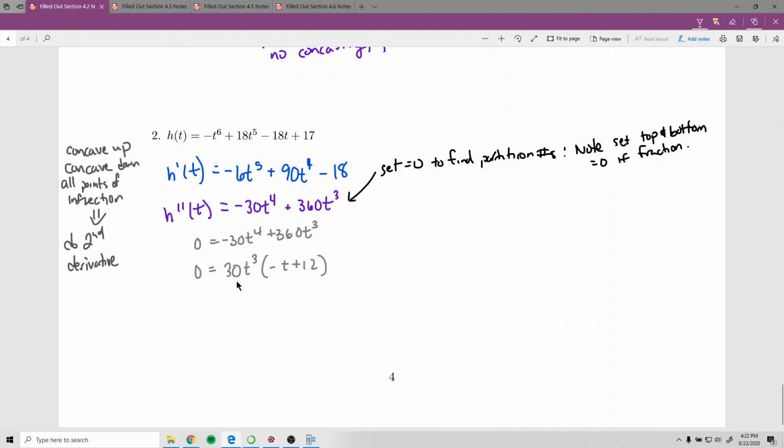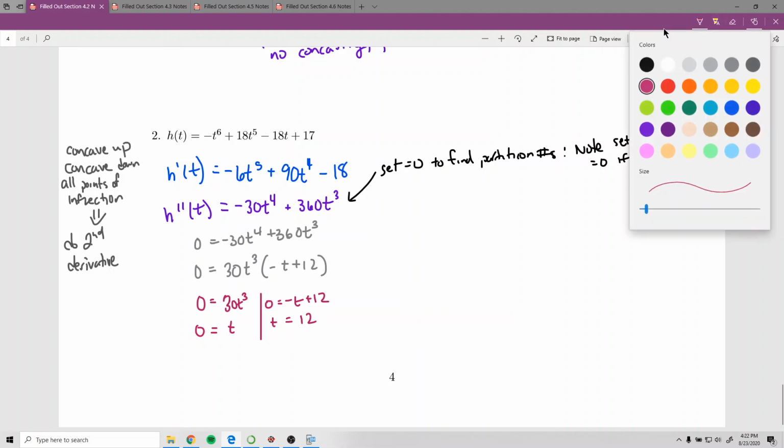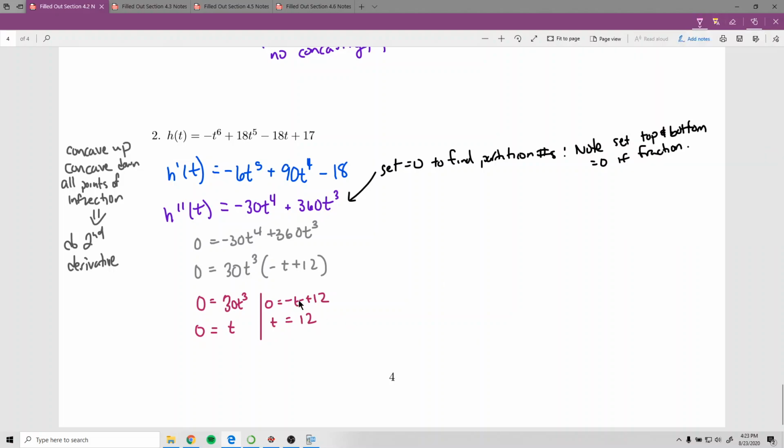Right now we're just solving an equation. Set each part equal to 0 and solve it. Now the one on the left, you should be able to very easily see that t is 0. But if you need to take a couple steps, of course, do that. I'm just running out of room here. And the one on the right, if we add t to each side, you get t equals 12. Once again, these are potential inflection points. They are not guaranteed to be inflection points.